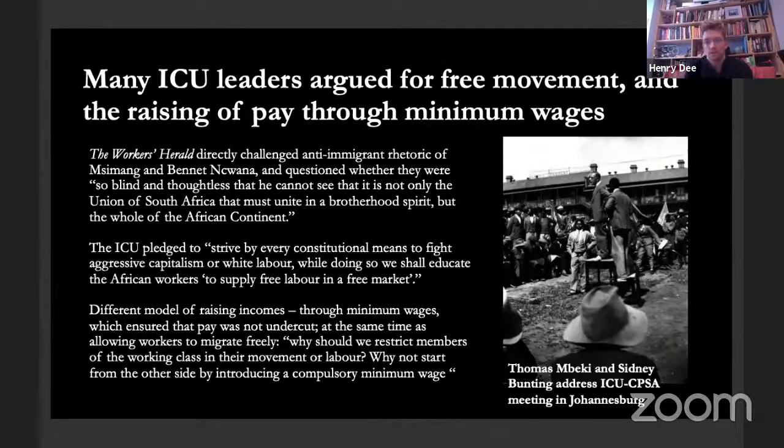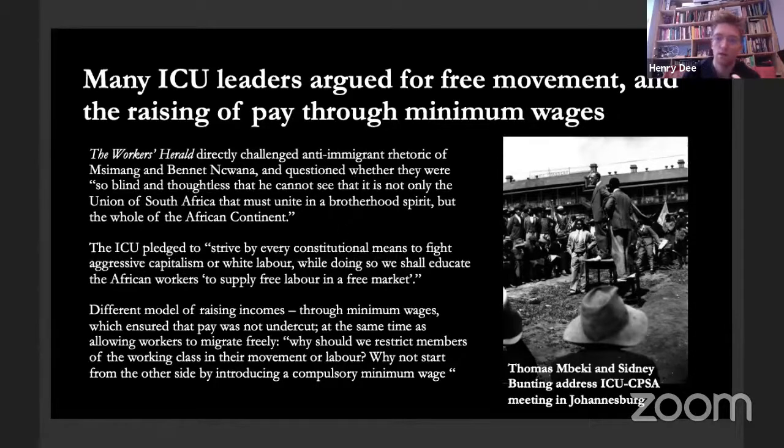And they do this by explicitly challenging people like Msimang and Nkwana. So they say, why are you so blind and thoughtless that you can't see that we must unite, not just in South Africa, but across the whole of the African continent? And they really push this idea of the need to supply labor in a free market, so that they argue for free movement throughout the whole of Southern Africa. But at the same time, they are very conscious about the wage issue.